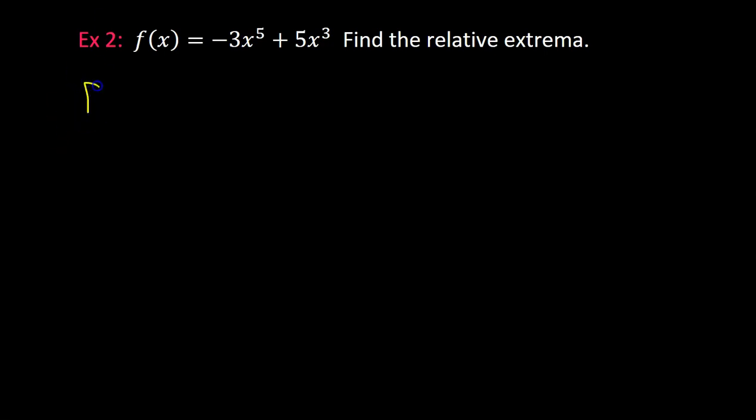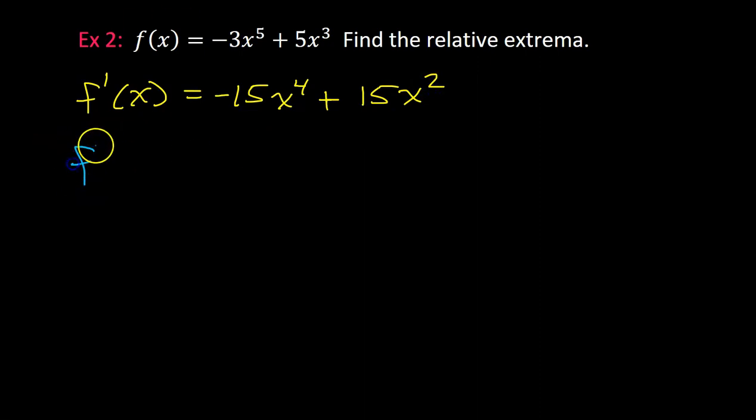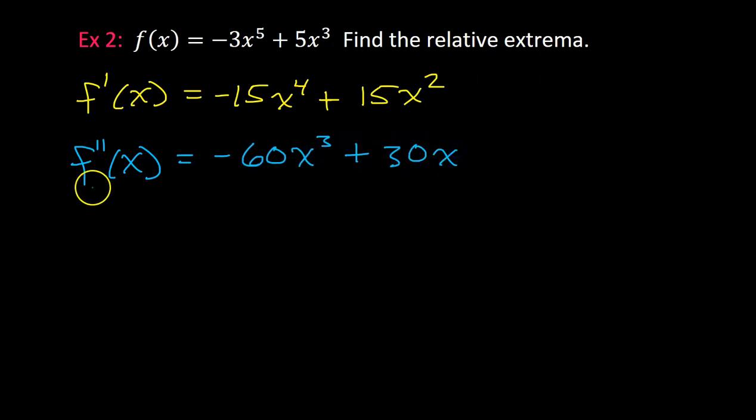Let's go ahead and find the first derivative just so that we can then find the second derivative. Using the power rule, 5 times -3 is -15, so we have -15 x to the 4th power. 3 times 5, we get that 15, reduce the power by 1. So here's the first derivative, and let's take the derivative of the derivative for the second derivative. So this is going to make -60 x to the 3rd power plus 30 x. So here's the second derivative.